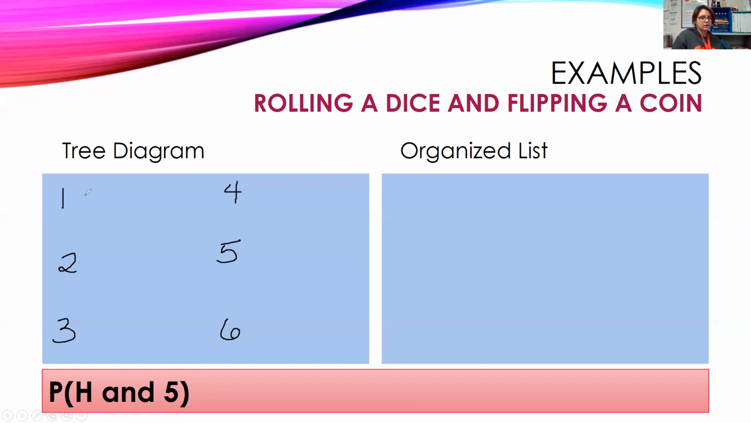And with a tree diagram, it is special because we draw branches off to show the 2 different paths it could take. We could roll a 1 and the coin could land on heads, or the coin could land on tails. The branches show the outcomes. And we're going to do that for each of our 6 numbers.